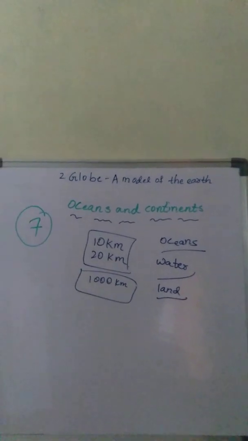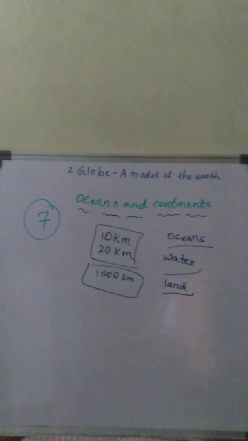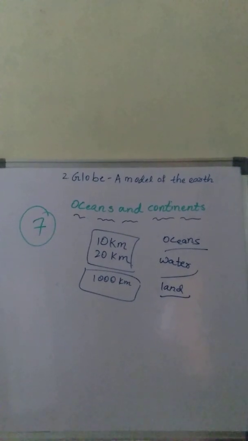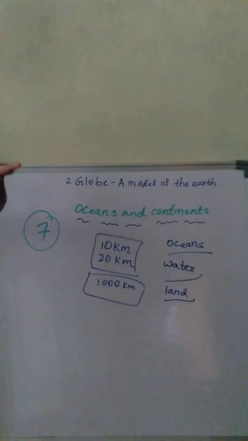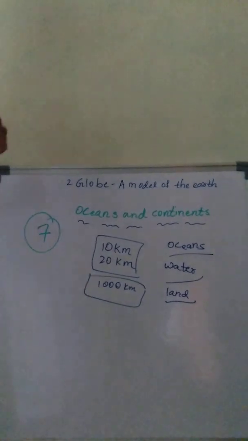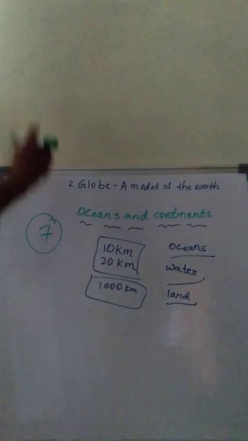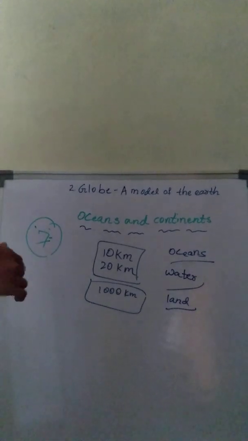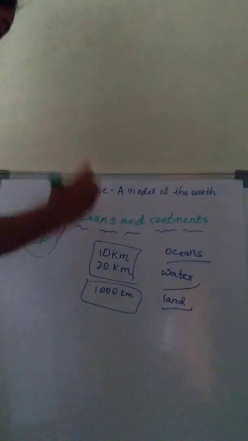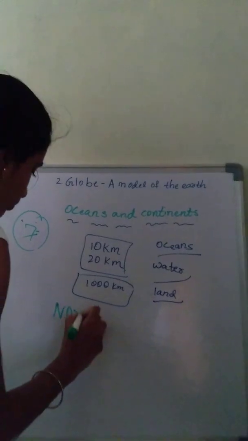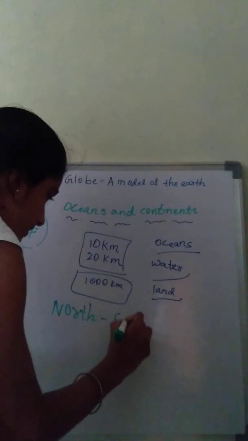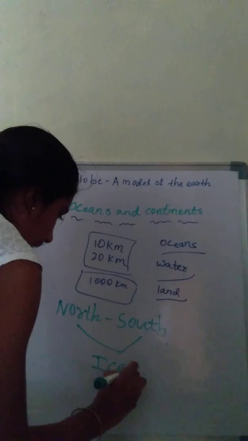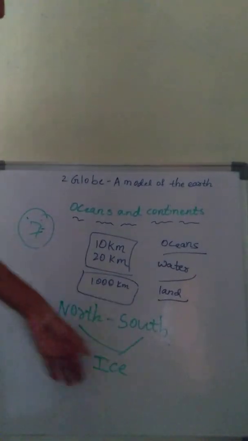Is it not an interesting fact that the North Pole and South Pole of the earth are covered with ice? One fact I'll tell you, and you say whether it is interesting or not. The north and the south are covered with ice. I will write here: north and south, just two places, are covered with ice. It's an interesting fact.